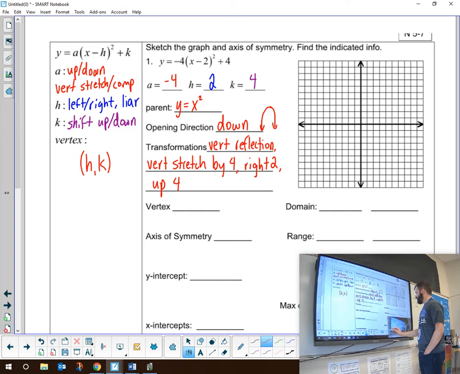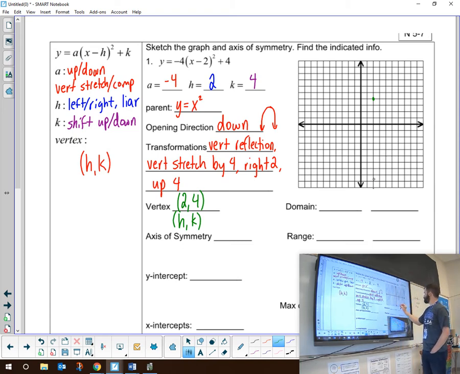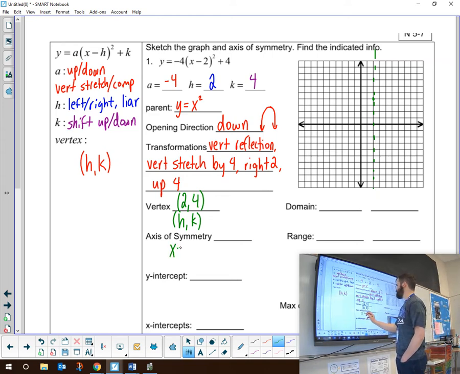So look here, if we go to the right 2 and up 4, that would take my vertex: right 2, up 1, 2, 3, 4. That's where my vertex is going to be. So my vertex is wherever h and k is, at 2, 4. My axis of symmetry is also going to be right along this line. We have that invisible axis of symmetry. My axis of symmetry is going to be x equals whatever h is, and h is 2, so this one's just going to be x equals 2.